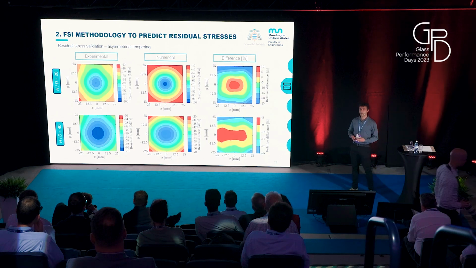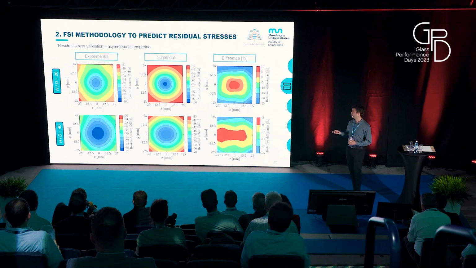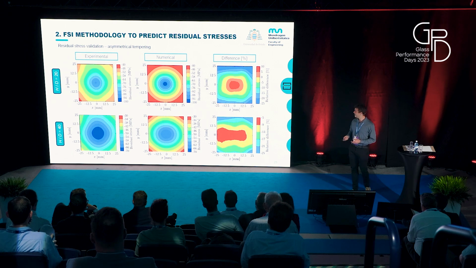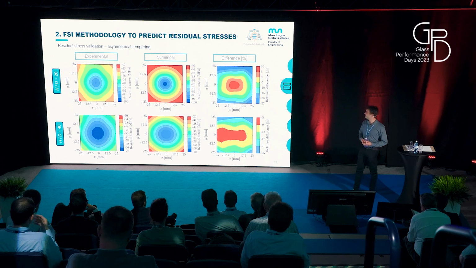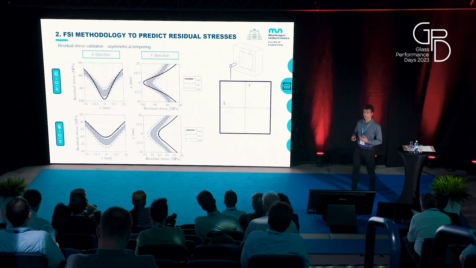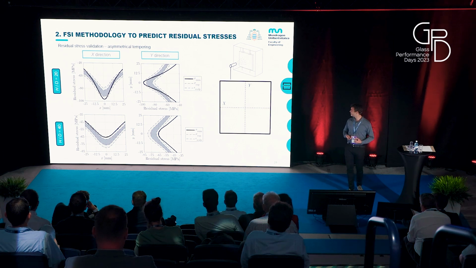Following a similar procedure, we can see the residual stress results for the asymmetrical tempering case. So from left to right, you have the experimental, numerical, and the difference between them. And on top, the short jet-to-plate distance, and below, the larger jet-to-plate distance. And likewise, we can see the residual stress distributions along the X and Y directions.